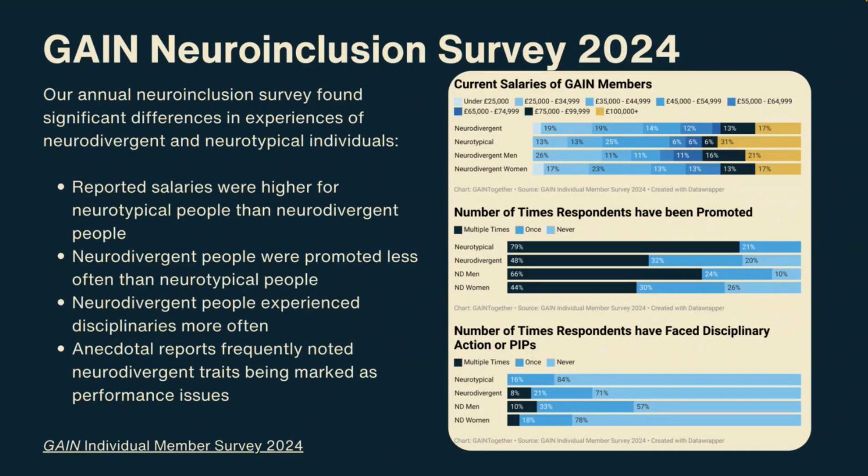GAIN carries out a neurodivergent experiences survey every year. In 2024, we asked our community about their experiences with salary, career progression, and disciplinary measures. We found that there were significant differences in experiences of neurodivergent and neurotypical individuals. Specifically, reported salaries were higher for neurotypical people than neurodivergent people. Neurodivergent people were promoted less often than neurotypical people. Neurodivergent people experienced more disciplinaries more often, and anecdotal reports frequently noted that neurodivergent traits were being marked as performance issues.